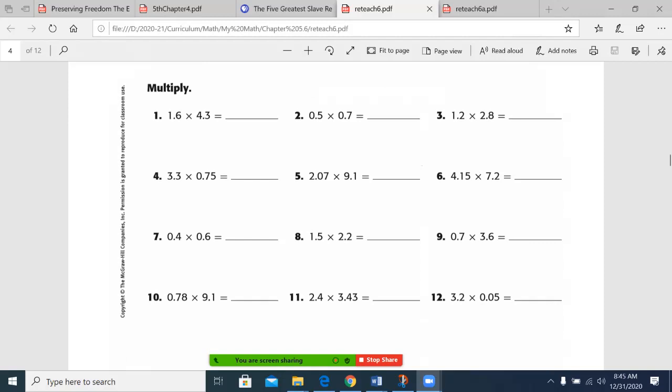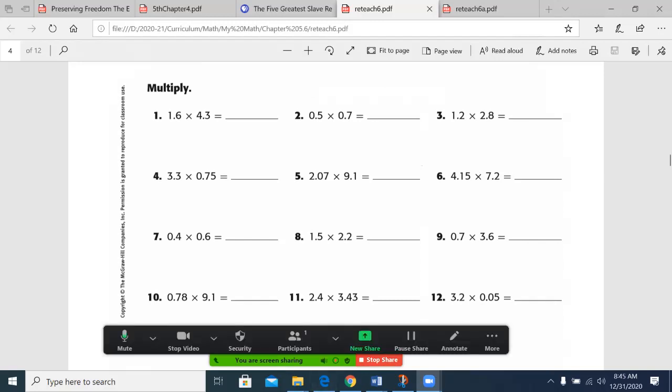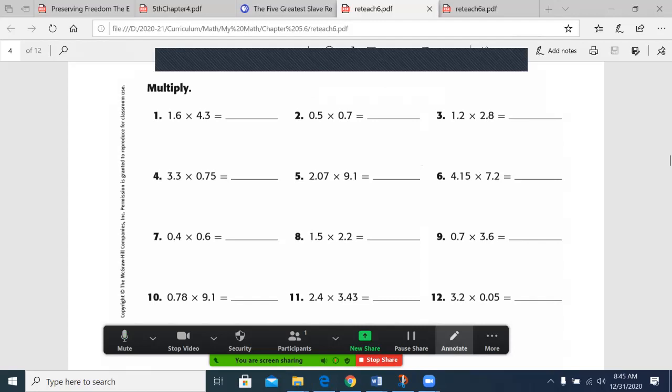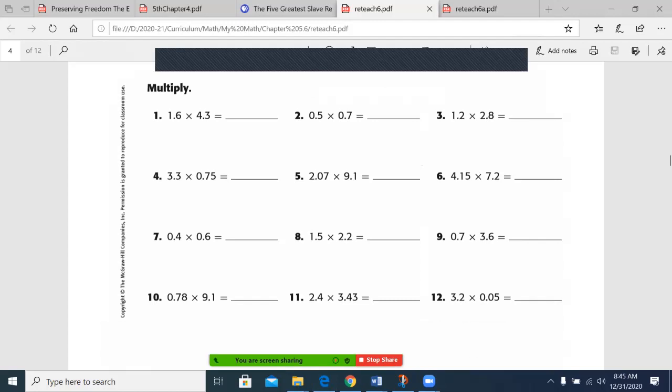We're going to do a couple together, and then you'll have a few to try on your own. We'll start with 4.3 times 1.6. I could go 1.6 on top. I always prefer to have the one on the bottom, if I can, if they're the same number, because I know that it's an easy multiplication.